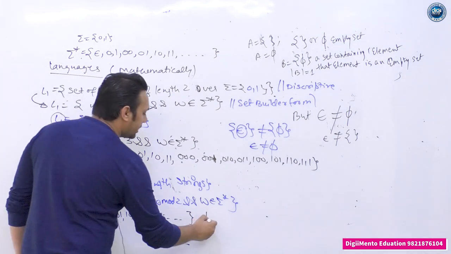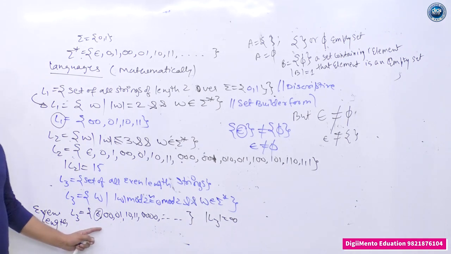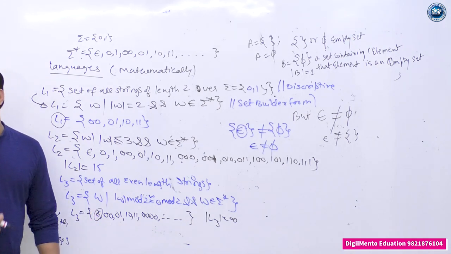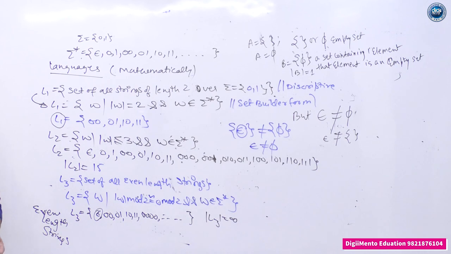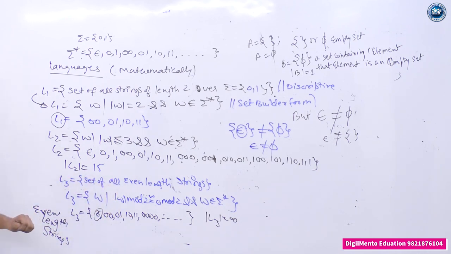So you can see cardinality of L3 is infinity because the set of all possible even length strings is infinite. Okay. So ये जो even length strings का जो set है, वो infinite होता है. And if you look at this set which is L2, and L2 is a finite set. L2 जो है वो एक finite set है.